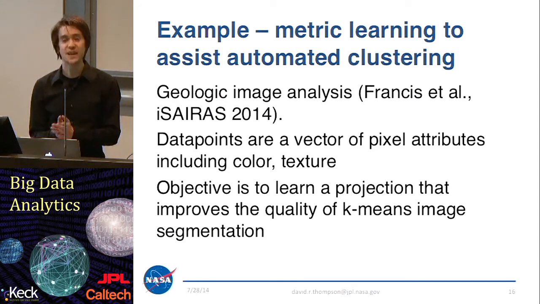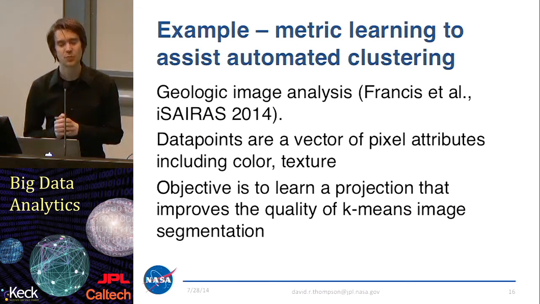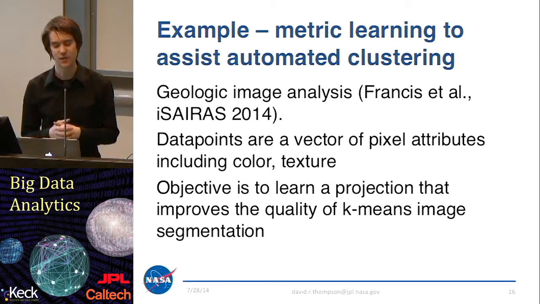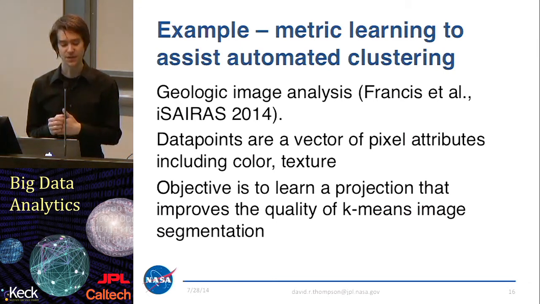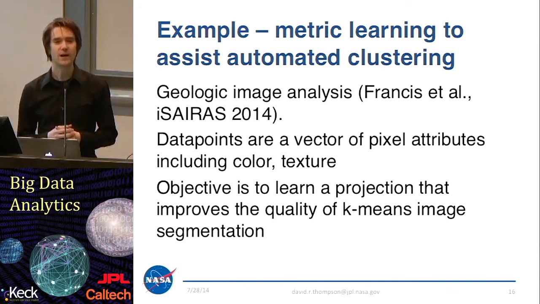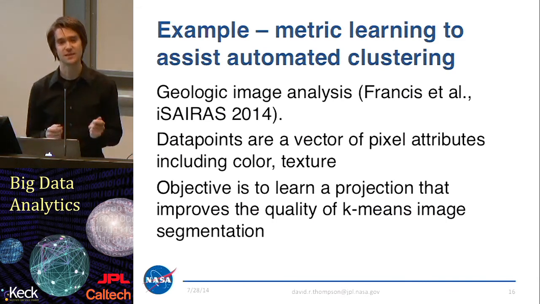The idea is to perform segmentation of images. You may be familiar with image segmentation problems, and here we're looking at basically clustering data points, but we want to cluster data points in a way that's relevant to the task at hand, that is relevant to the geologic content of the images. So we're going to assume that our data cloud is made up of points which are vectors of pixel attributes, which might include color attributes as well as texture attributes. And the objective here is to learn a projection that improves the quality of our image segmentation. That is, we want some distance metric where distance in the projected space represents a sort of geologic distance in the image space.